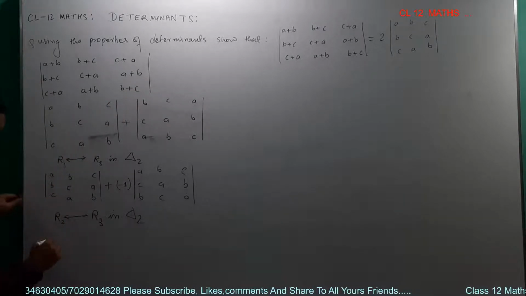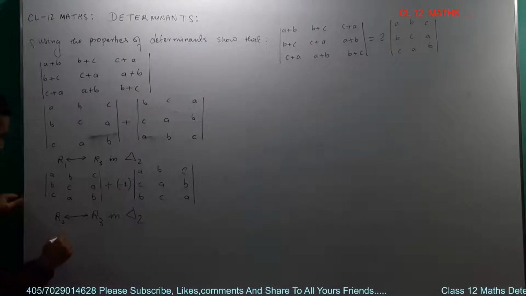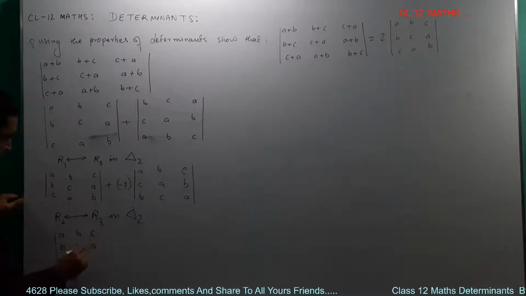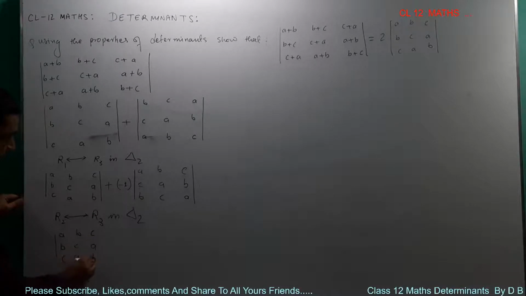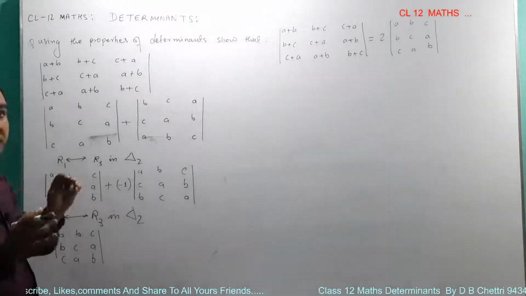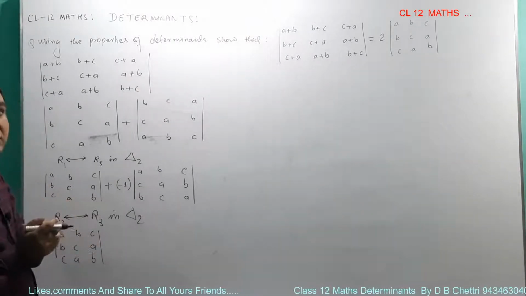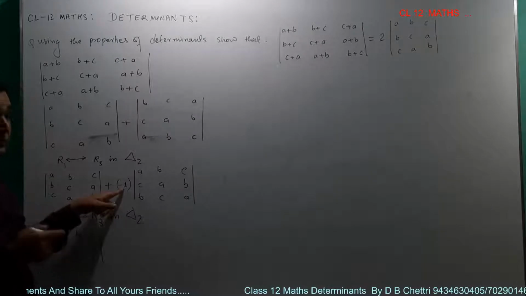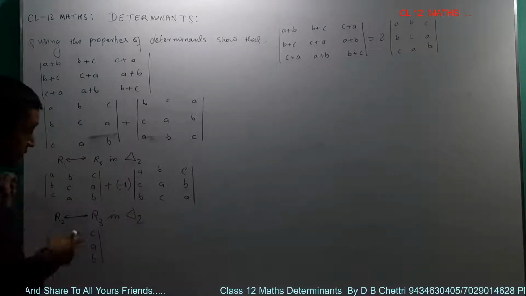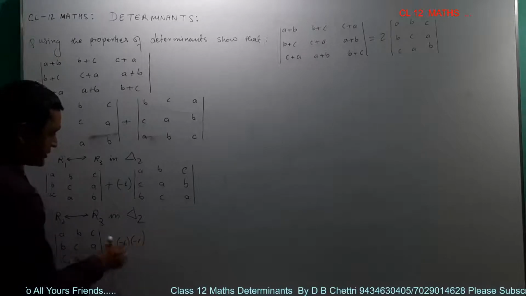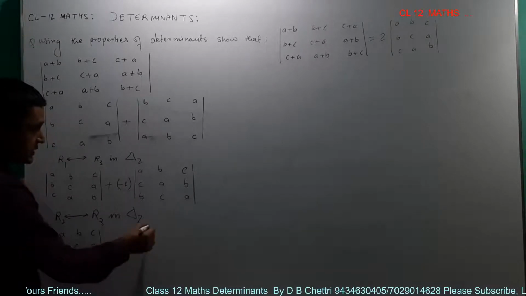We are not going to touch this one: A, B, C, B, C, A, C, A, B. Now according to the property of determinants, if you exchange any rows or columns, the value of the determinant is negative. That means one negative is already there. Again we are exchanging, so one more negative will be there. Then plus, minus 1, minus 1. This is for the first exchange and this is for the second exchange.